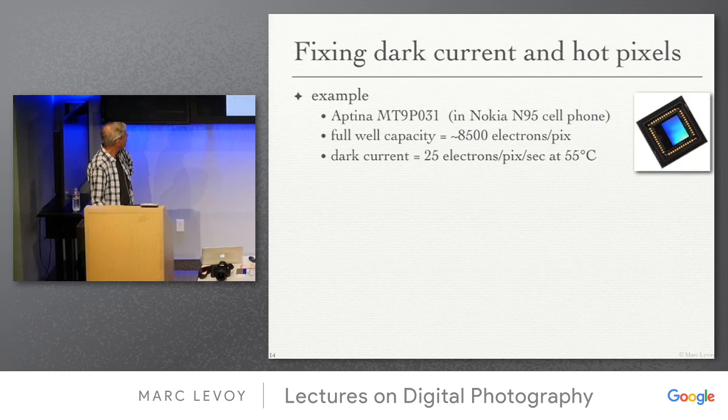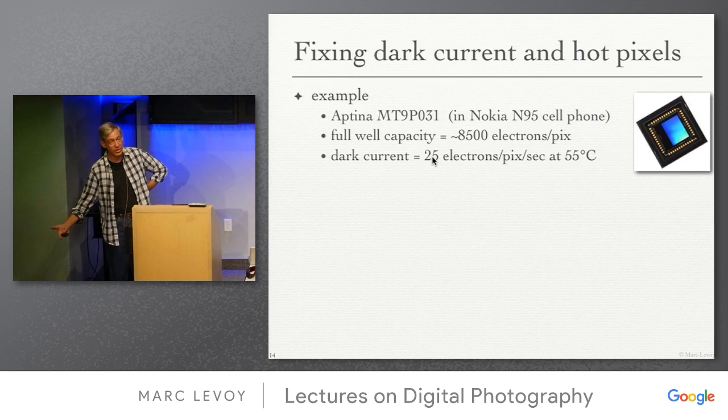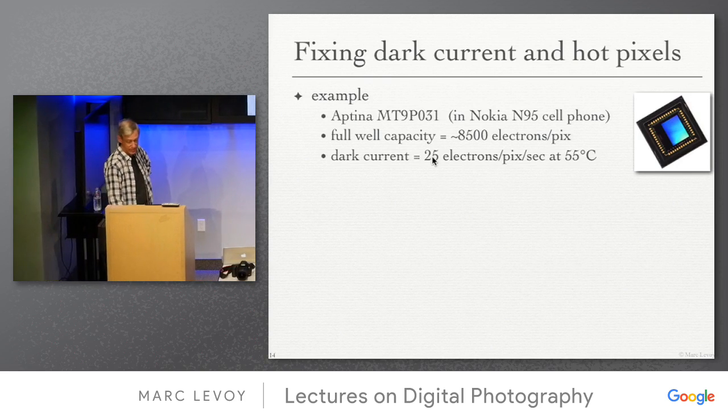Oh, here's an example. This is in that Nokia N95 cell phone that I showed before. The full well capacity is 8,500 electrons in each pixel, and the dark current is 25 electrons per pixel per second at a particular temperature, leaking into the pixel.